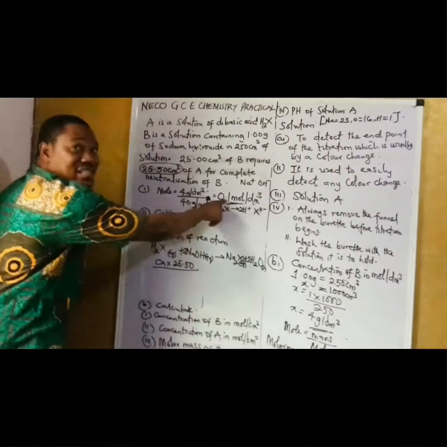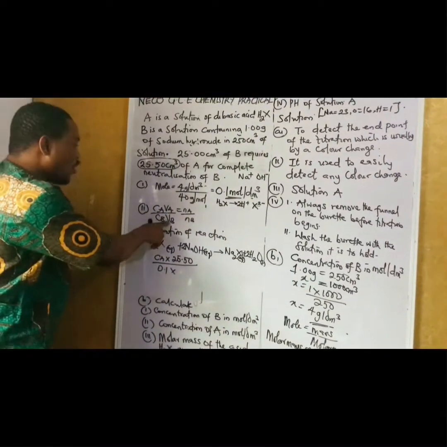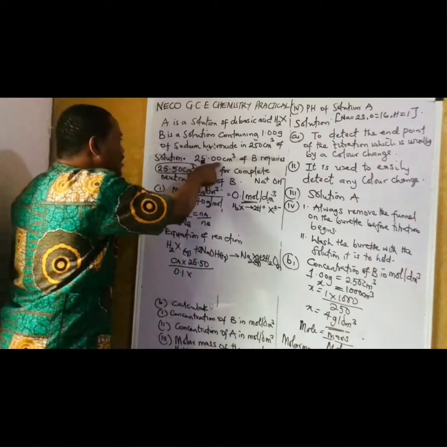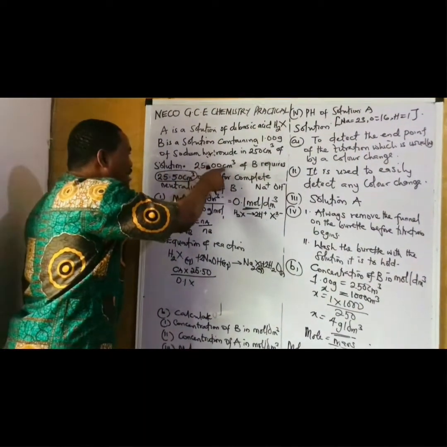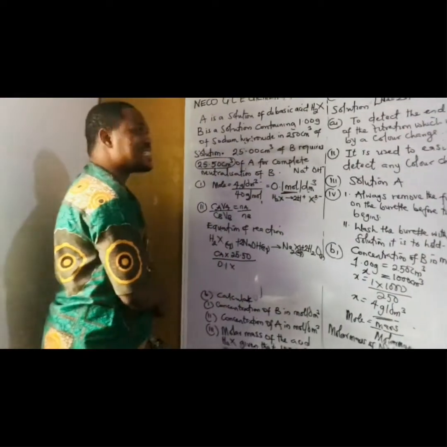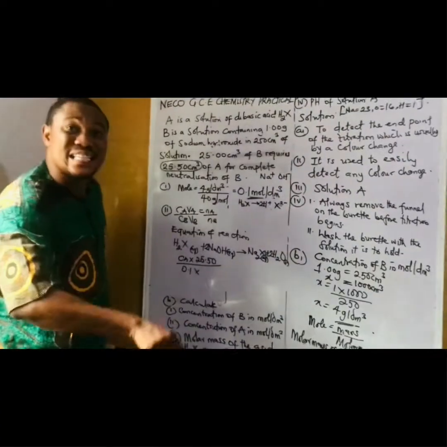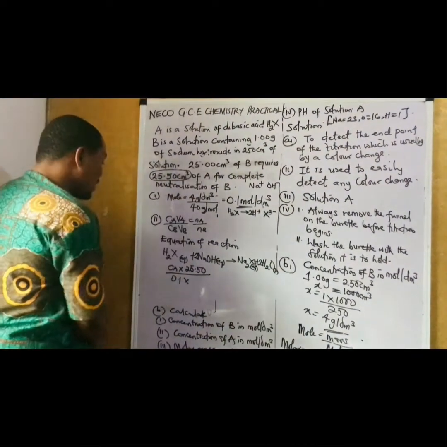We have gotten our CB here. That's 0.1 times volume of base. That's the volume of the pipette. They said 25.00 centimeter cube of B is in the question. If you are writing an exam, don't assume that B is always 25. Can be 20, can be 25. Don't be carried away. Check the question. So for this question, it is 25.